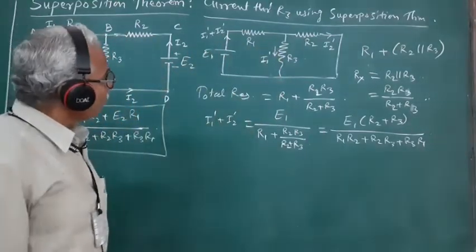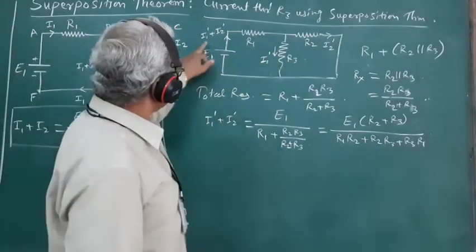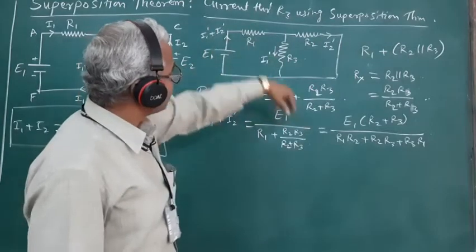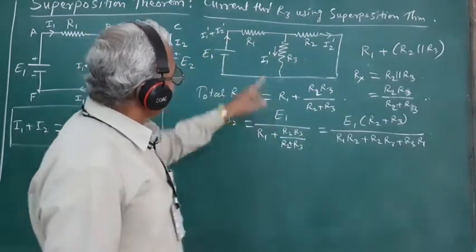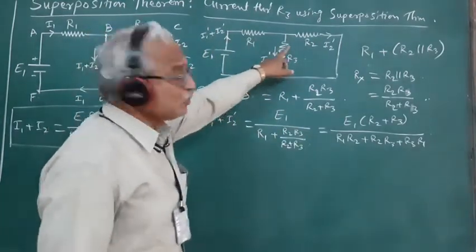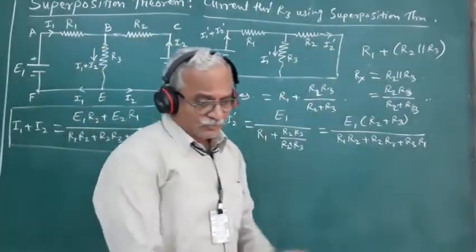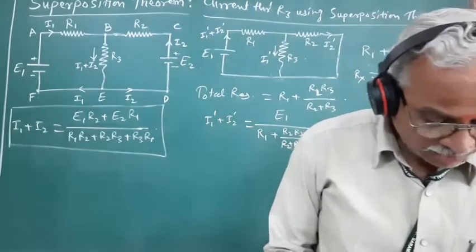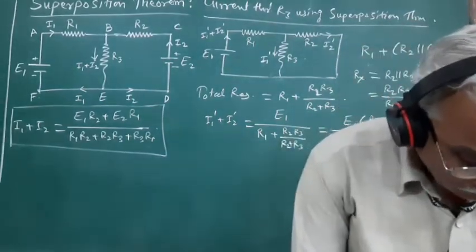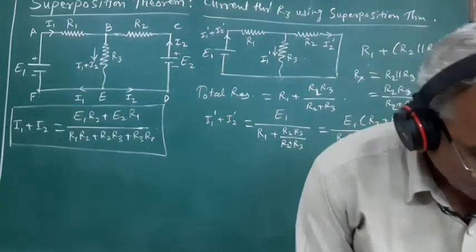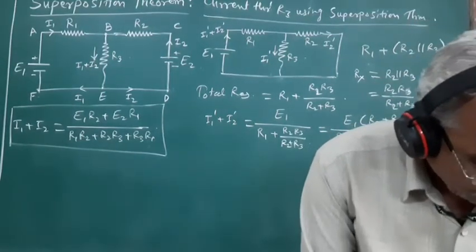This is the total current I1 prime plus I2 prime sent by the source E1 in the circuit. Now, out of this total current I1 prime plus I2 prime sent by the source E1 in the circuit, the part I1 prime flows through R3 and the part I2 prime flows through R2. So, how to obtain this current I1 prime and I2 prime?